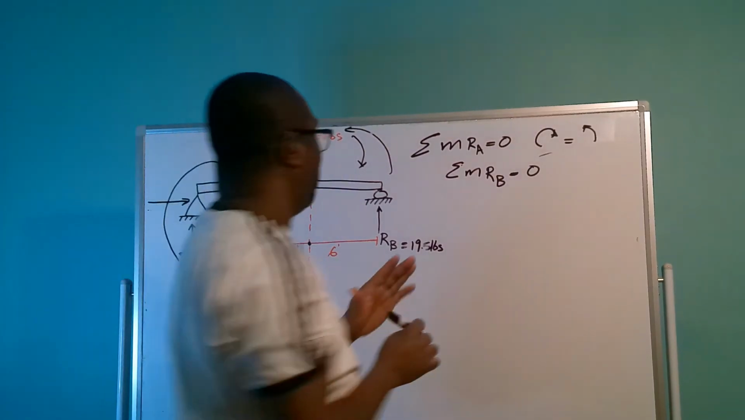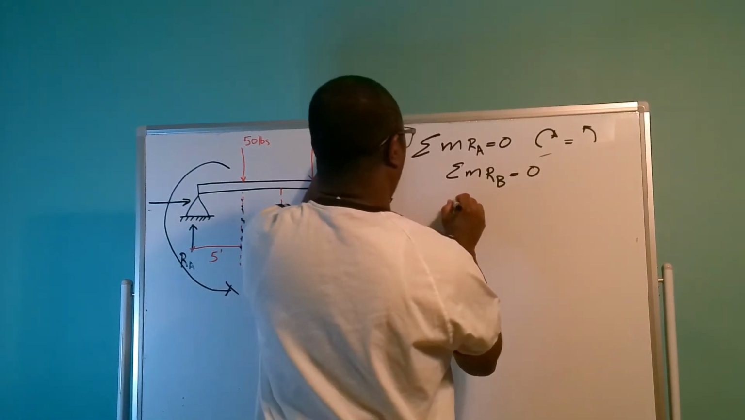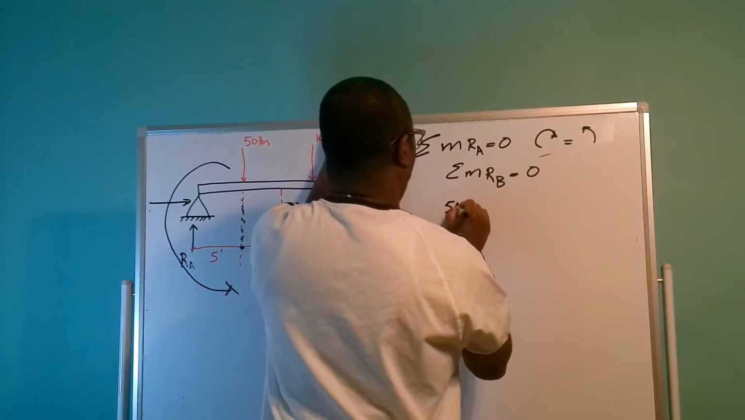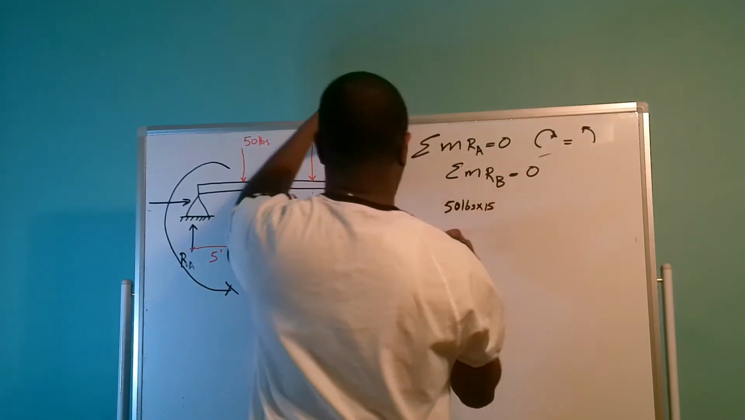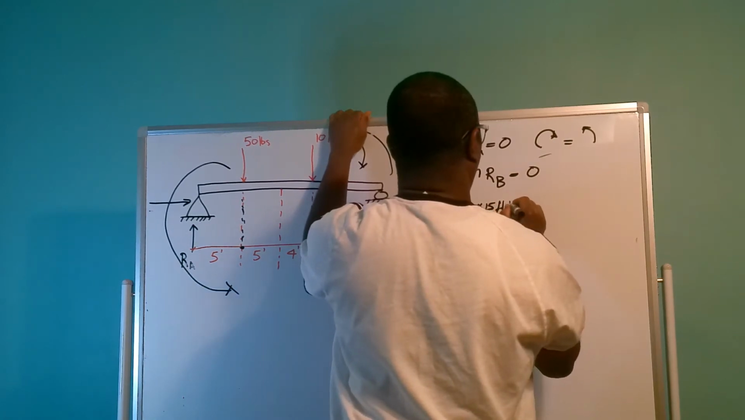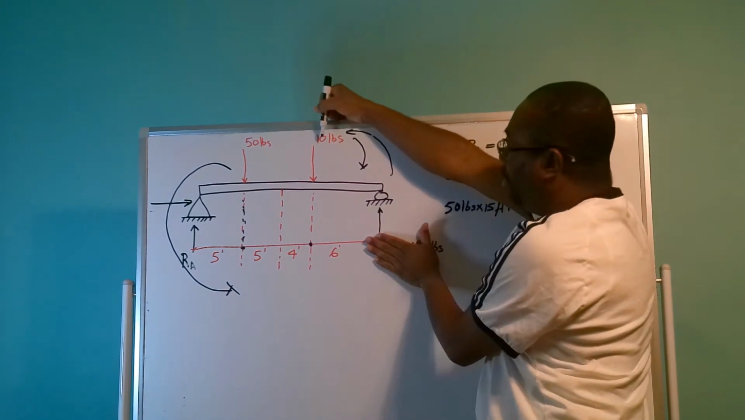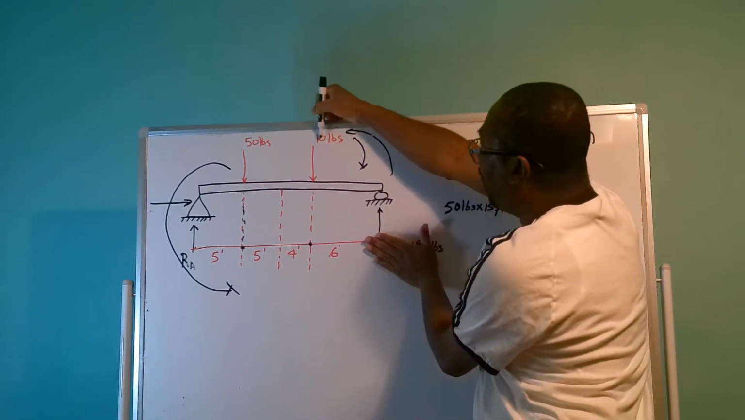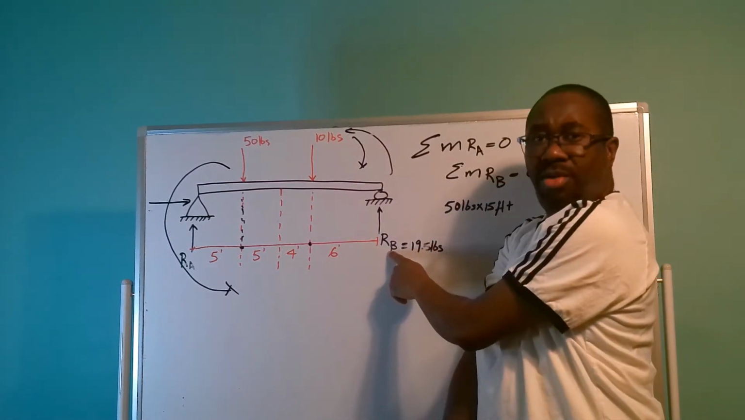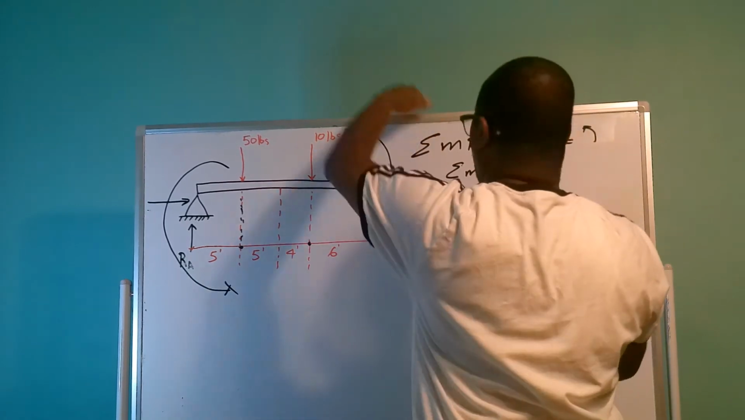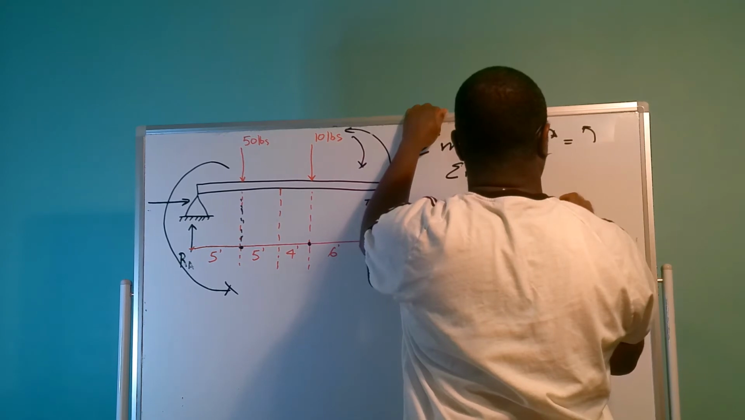So our first moment is going to be 50 times 15. So we have 50 pounds times 15 feet. Plus, we're going to deal with this 10 pound load here, which at this point is acting 6 feet away from RB. So we have 10 pounds times 6 feet.